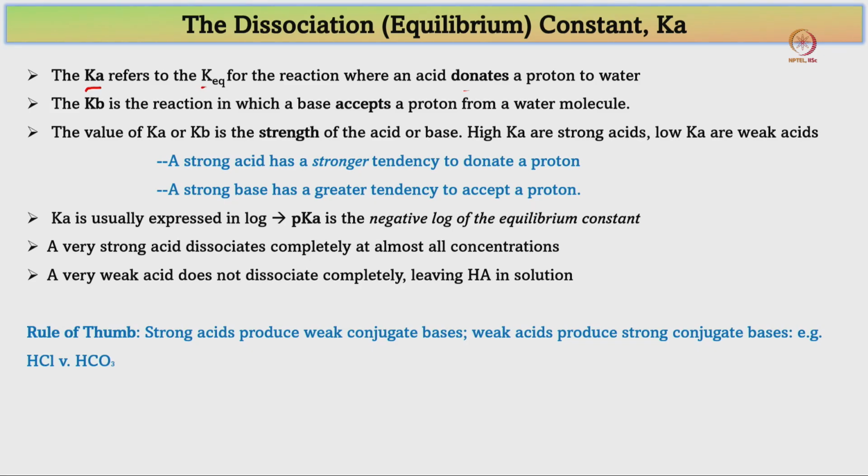So, the higher Ka values are very strong acids, while the lower Ka values are the weak acids. A very strong acid will have the tendency to donate all its protons, so all the H plus will get dissociated and be in the H plus form. As compared to that, a weak acid will not dissociate completely, its tendency to donate all the protons will not be very strong. So, there will be some undissociated acid.